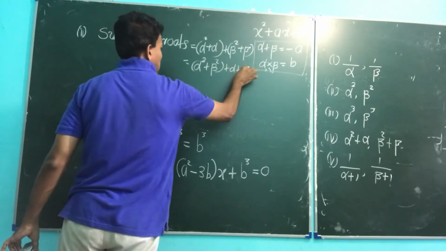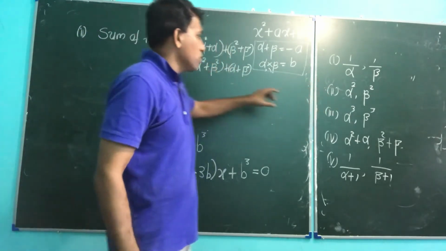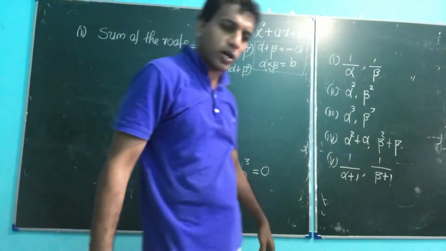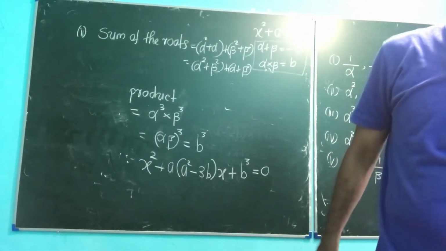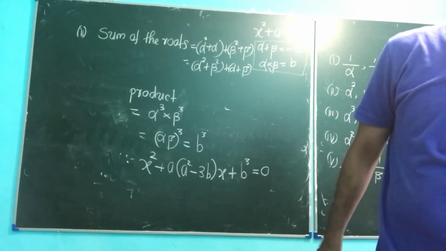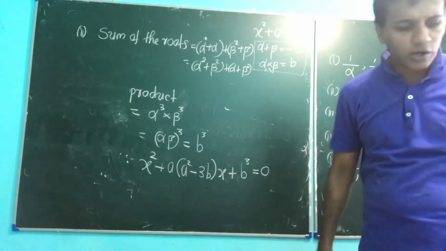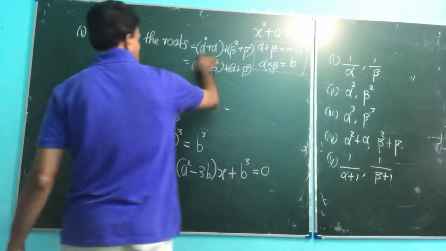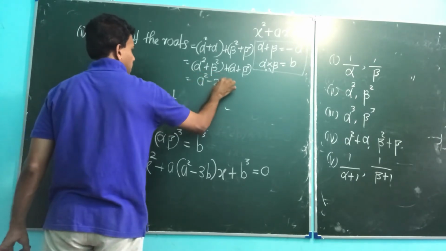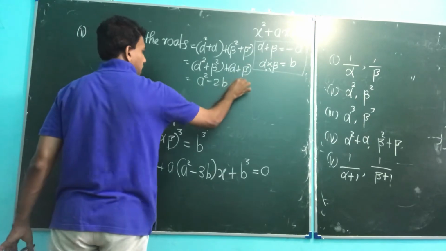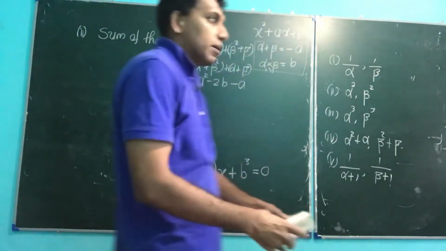You can apply your previous answers. In the second answer you found alpha square plus beta square. Write that answer straight away, because these are parts of the same problem, so you can apply it directly. Alpha square plus beta square, you got a square minus 2b, right? A square minus 2b, and alpha plus beta is minus a. So a square minus 2b minus a. This is the sum of the roots.